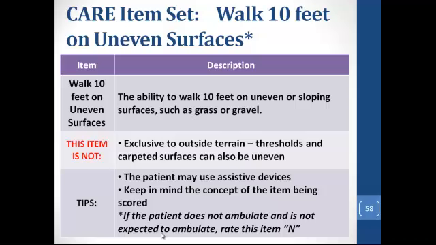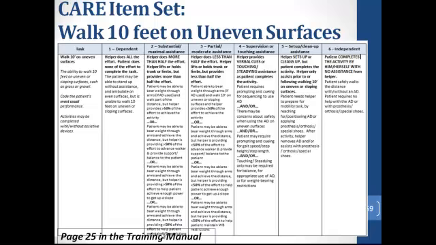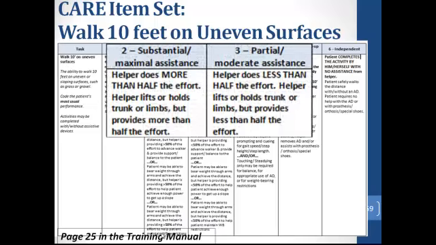Because if the only route the patient could get out of a building is over large gravel, then he or she would be dependent on a helper to get them out. That is the concept we are rating. If the patient is unable to walk on grass with their rolling walker because they are non-weight bearing, then they are dependent. The rating guide is on page 25 in your manual. Once again, remember the key difference between 2 substantial or maximal assist and 3 partial and moderate assist is whether or not you conclude that less than or greater than 50% assistance was provided to the patient during the entire activity.